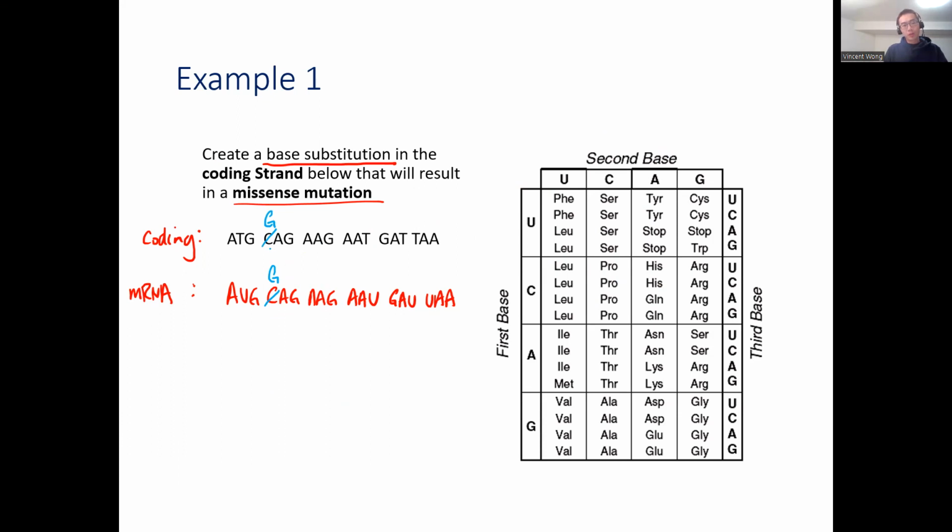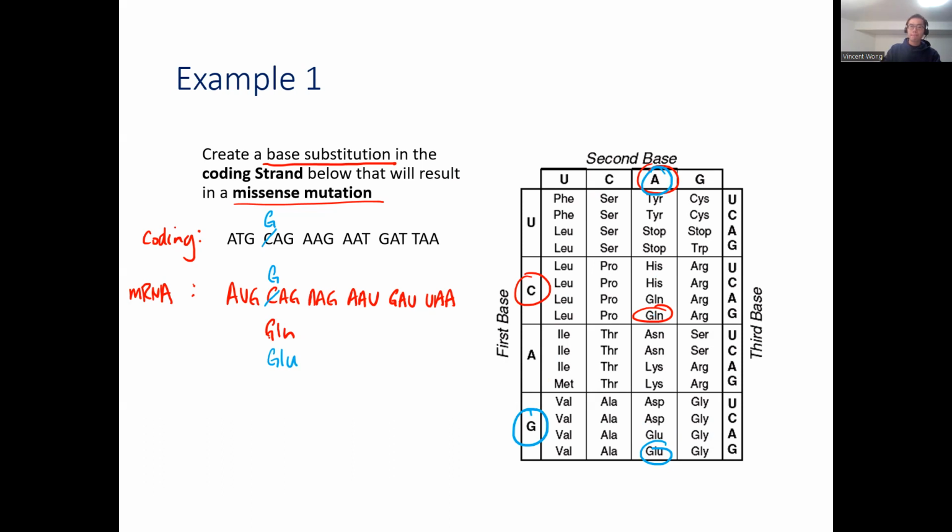So the original was CAG. CAG is GLN. That's the wild type. And then what about the mutation? The mutation is GAG now. So you look up GAG. That changes it to GLU. That's a missense mutation right there. You changed it.